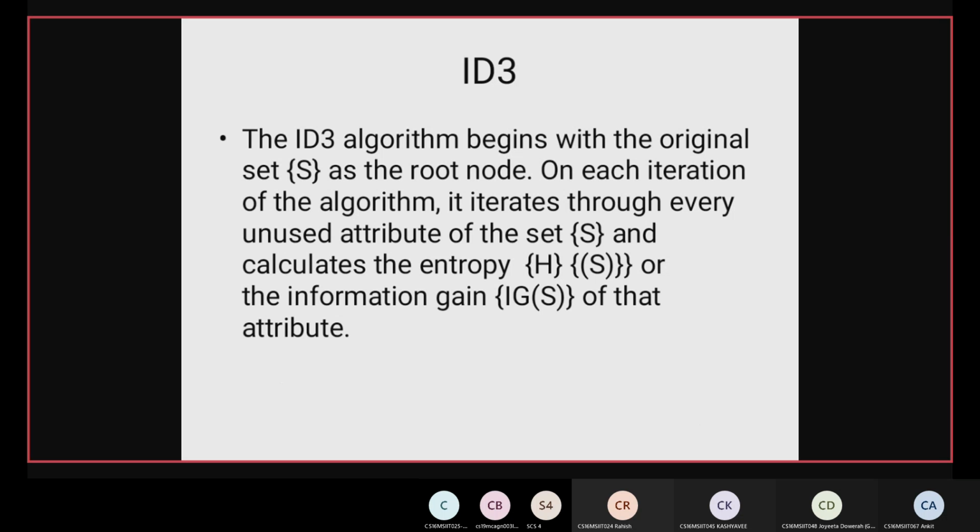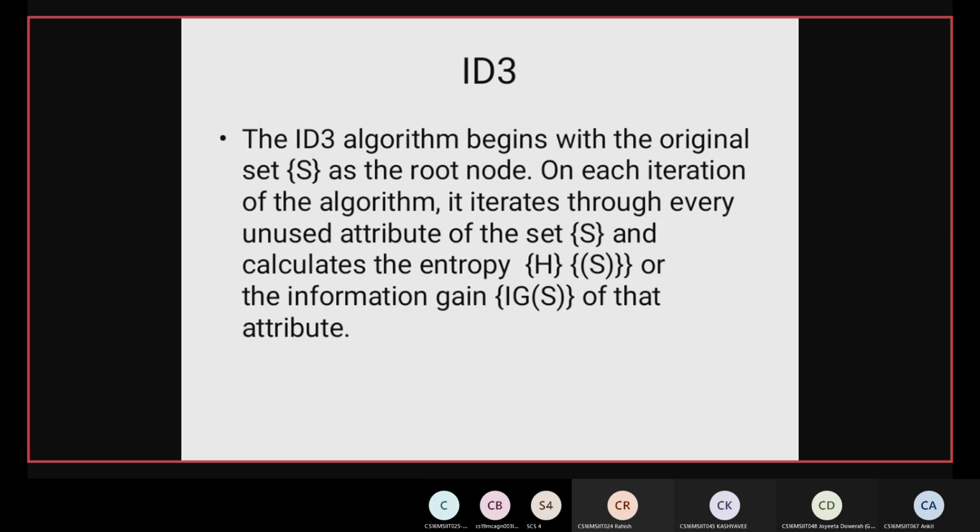Okay, next is ID3, that is Iterative Dichotomiser 3. I have included this term, dichotomous, in logistic regression, I think. So here also there is that iterative dichotomous, classifying by considering the two classes, isn't it? This algorithm begins when the original set is the root node. See how it actually works.